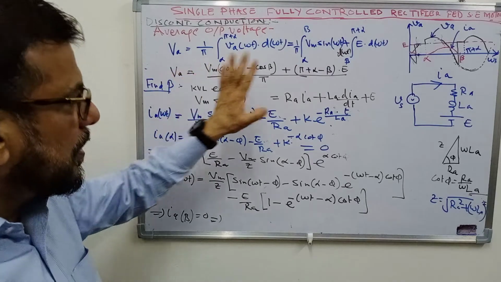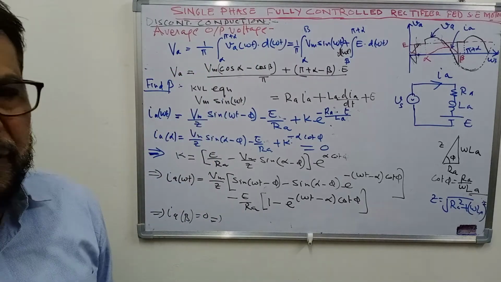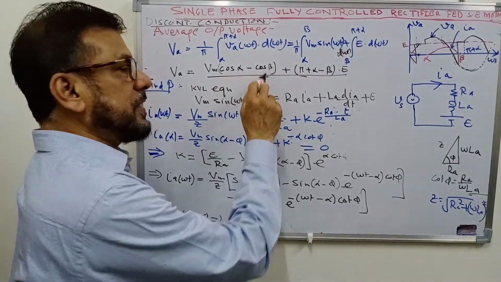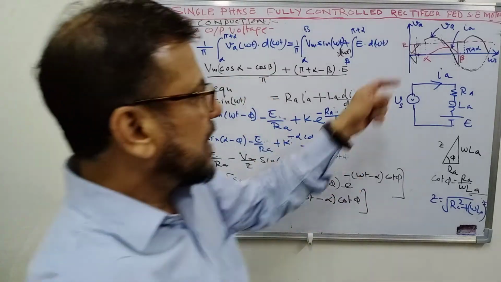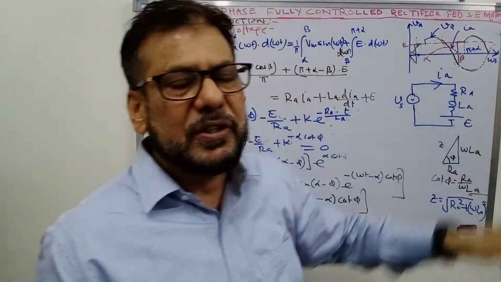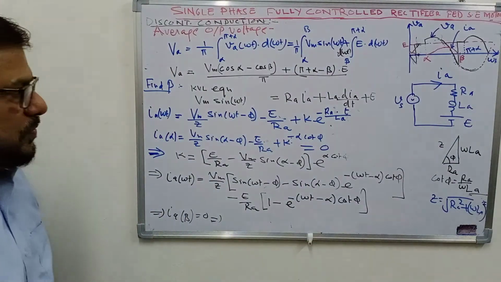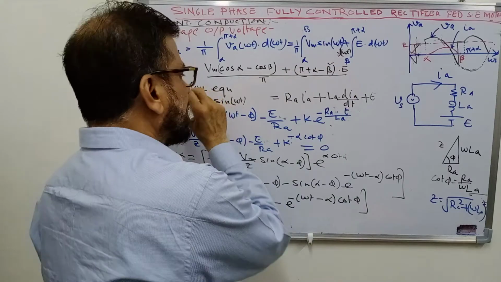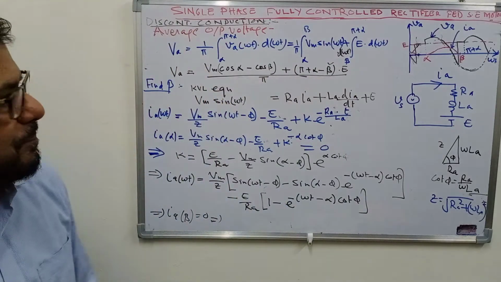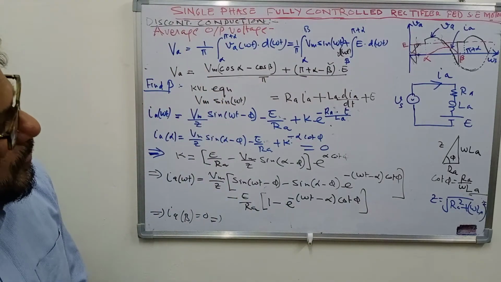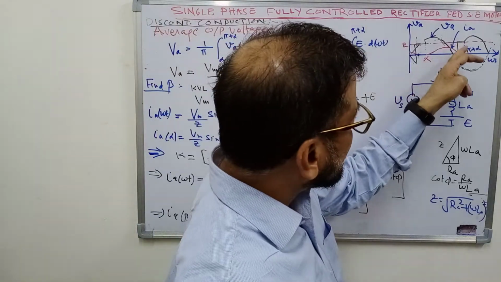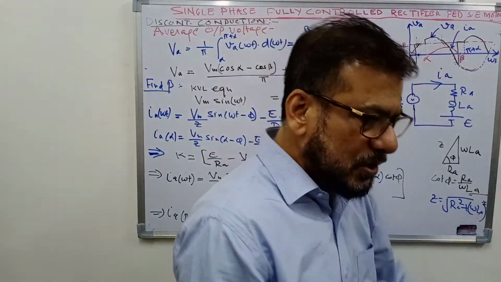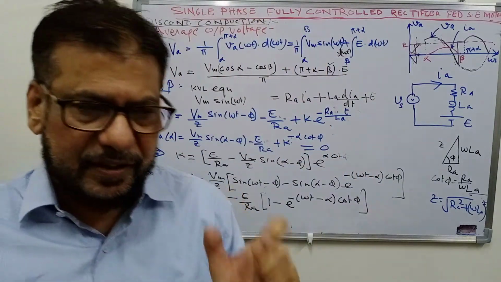This is also simple, but there is one difference here. You know what alpha is, but you don't know the value of beta. The instant at which the current falls to zero is not known to you. So you have to determine the value of beta if you want to know the average output voltage. For that, you have to write the equation for the current that varies during alpha to beta.